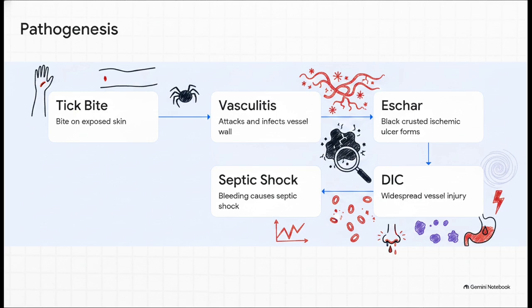The bacteria goes systemic, causing widespread vessel wall injury all over the body. This massive, widespread endothelial damage triggers consumptive coagulopathy, that's your DIC. The body essentially uses up all its clotting factors, so the patient starts developing severe bleeding tendencies, like purpuric rashes and GI bleeds, which rapidly spirals into septic shock and, if you don't catch it, death.